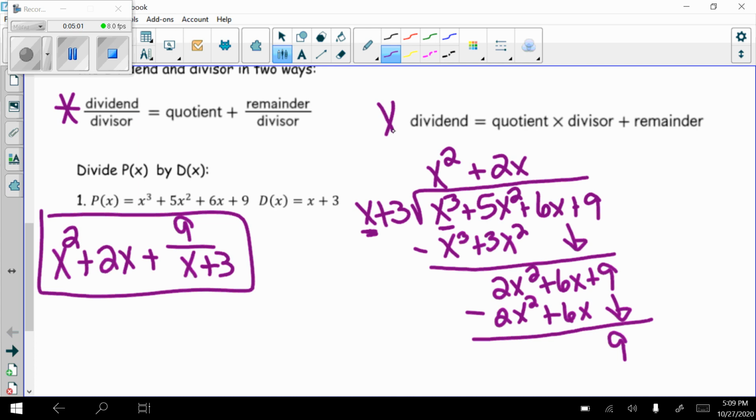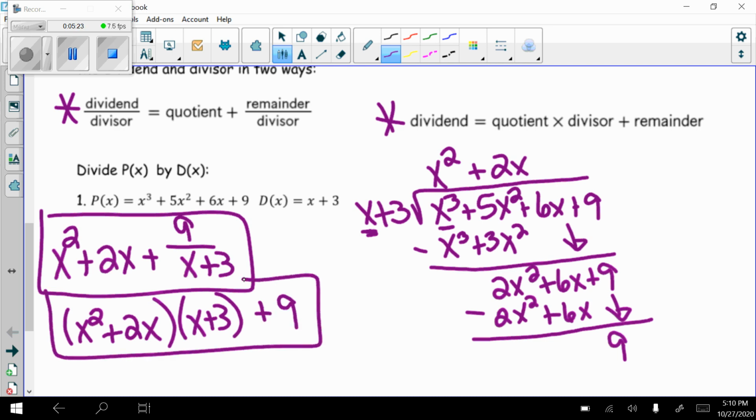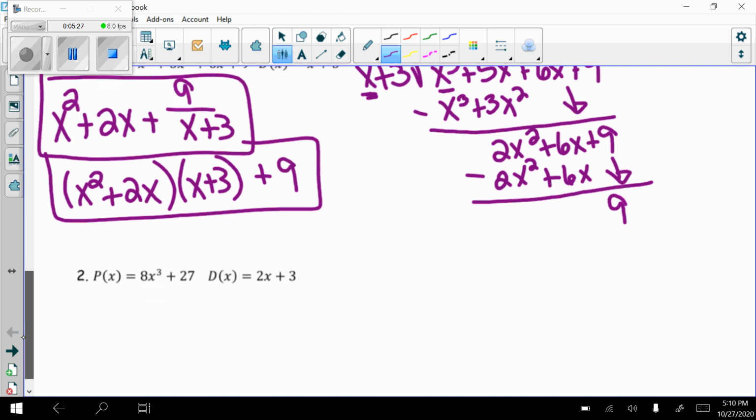And now we're going to look at the second way, where it's equal to the quotient times the divisor. So again, my quotient was the answer that we got, so x squared plus 2x times the divisor, that's what we divided by, x plus 3, plus the remainder. My remainder was 9, so plus 9. Those are the two ways that we can write this. Okay, let's practice that again.